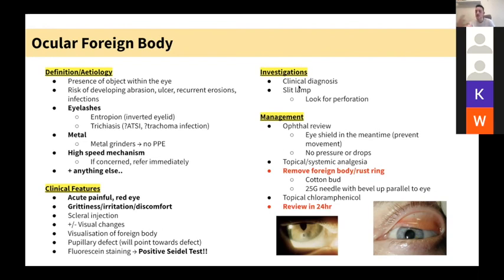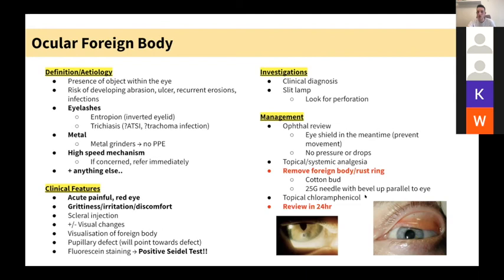So again, investigations, same things. And here you want to do your ophthalmo referral, make sure you've got an eye shield on, so popping a patch on. Pain relief, because that's going to be important. And when you're removing a foreign body and a rust ring as well, you first want to try with just a cotton bud to see if you can sweep or flick it off.